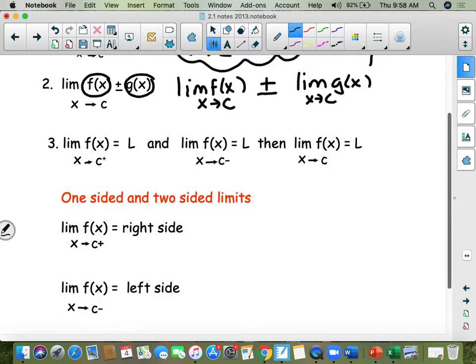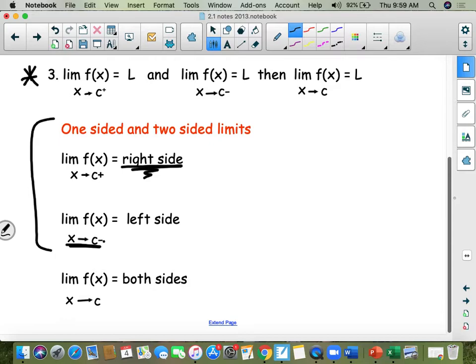a one-sided and a two-sided limit. So a one-sided limit can occur. If you see a little plus above, as x is approaching 3 or as x is approaching 2, and there's a little plus there, that means you're only approaching it from the right side. If you see x approaching c with a negative, you're only approaching it from the left side. But if you don't see a plus or a minus and you just see a c, you're approaching that x value from both sides.